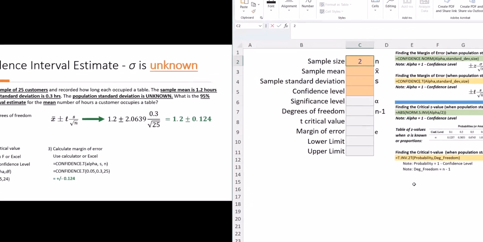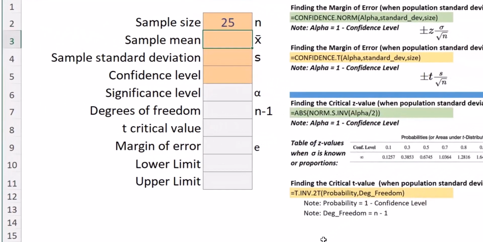So our sample size is 25. Our sample mean is 1.2. Our sample standard deviation was 0.3. Our confidence level was 0.95. We're going to calculate our alpha as 1 minus our confidence level. Our degrees of freedom is 25 minus 1. So let's find our t critical value.